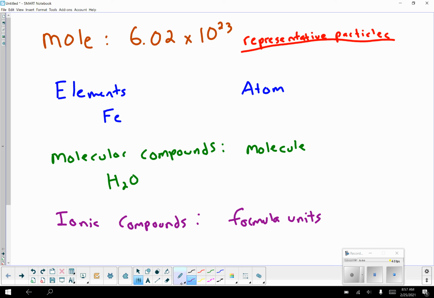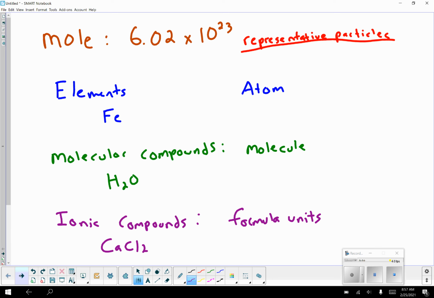And for ionic compounds like calcium chloride, CaCl2, you're measuring formula units, which is just literally whatever is in the formula. So if you have a mole of calcium chloride, you have a mole of these CaCl2s. That's all the mole is. It allows you to count really, really huge amounts of stuff and put them into numbers that we can use.